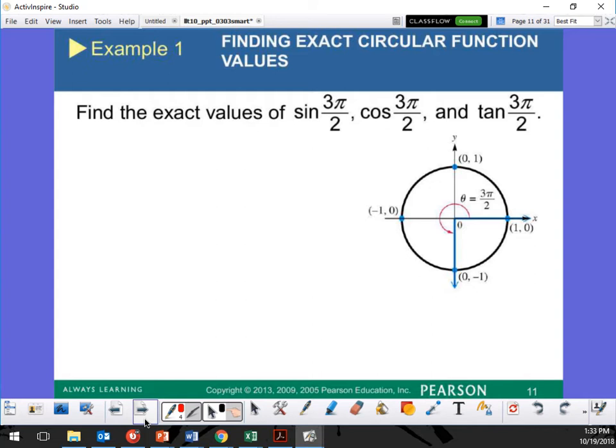270. Right here. No, that's wrong. That's not 3 pi over 2. That is 3 pi over 2. Where's 3 pi over 2? There. Where's that? Right here. You see there?